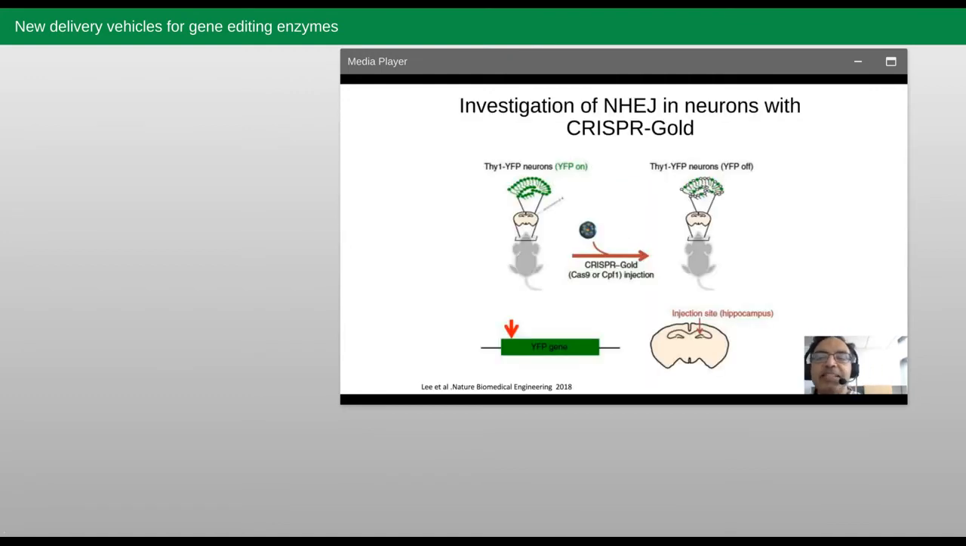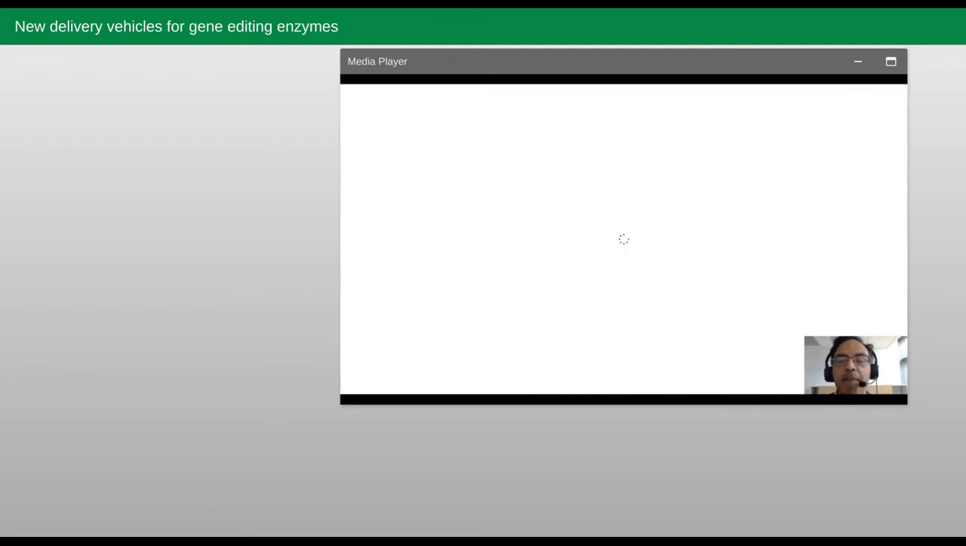So based on this, we investigated if CRISPR Gold could specifically do gene editing in neurons. To do this experiment, Hae-Young used the transgenic mouse model where YFP is only expressed in the neurons. And we made CRISPR Gold that was designed to knock out this YFP, and she then injected it into the hippocampus and then counted YFP negative cells.